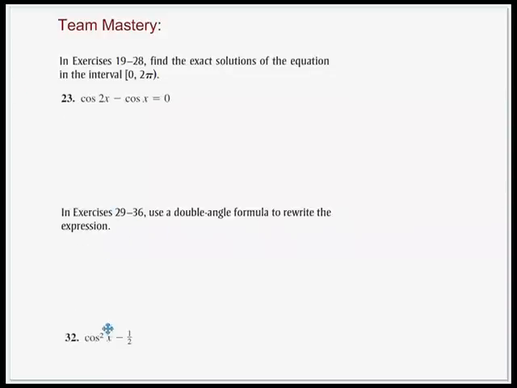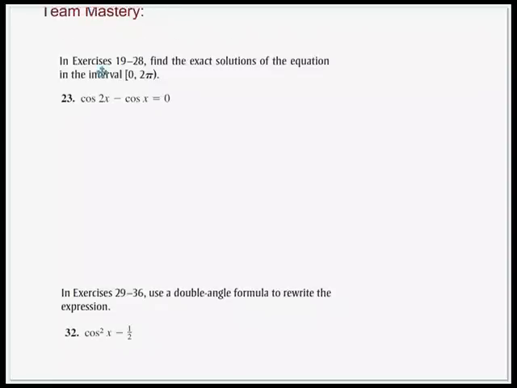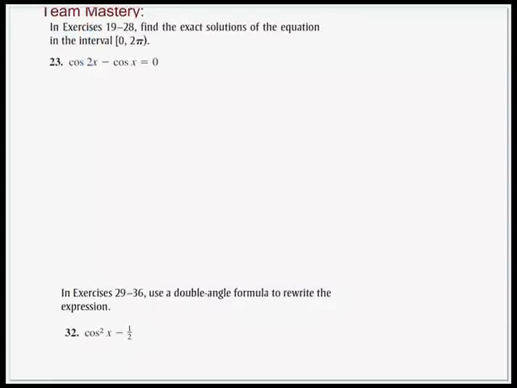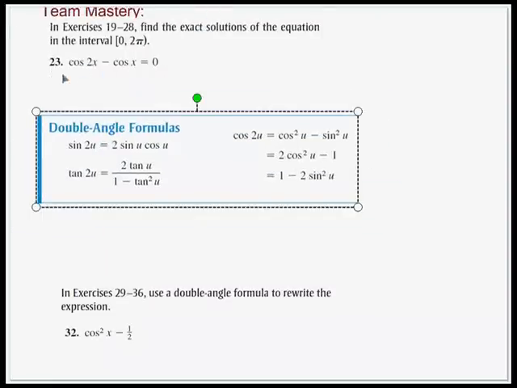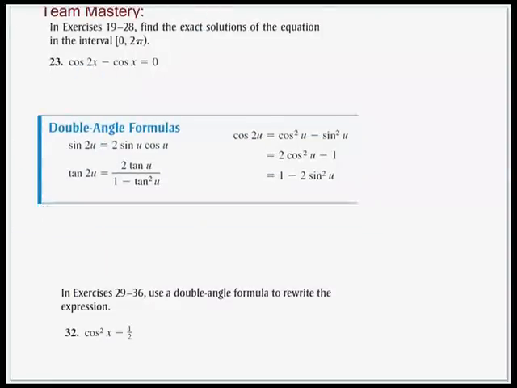So, let me grab our formulas here. Cos of 2x minus cos x. So here is what we want to deal with, the cos of 2x. Here's cos of 2 times something. We have our choice of things to replace this with.